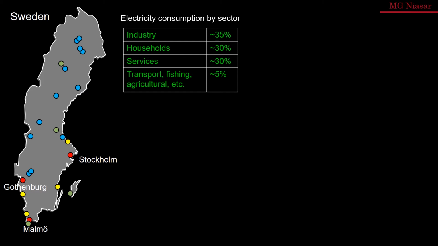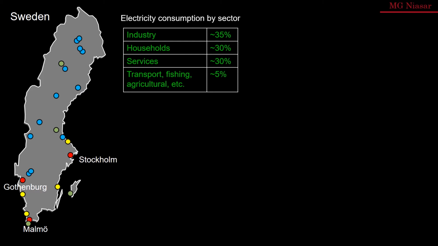Now, if we look at the map again, we see blue dots. These are hydropower plants spread across the country. And most of them are located in the north of Sweden because we have a lot of water resources there. The yellow dots are the nuclear power plants, and the green dots are the major wind farms. We have smaller wind farms and smaller hydropower plants, which I haven't put on this map.